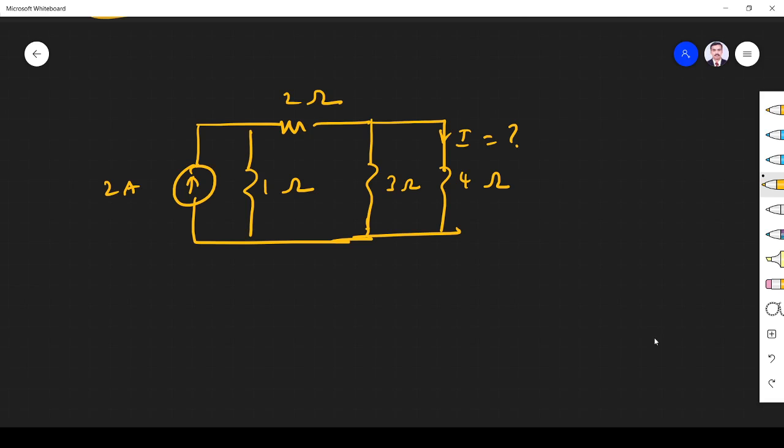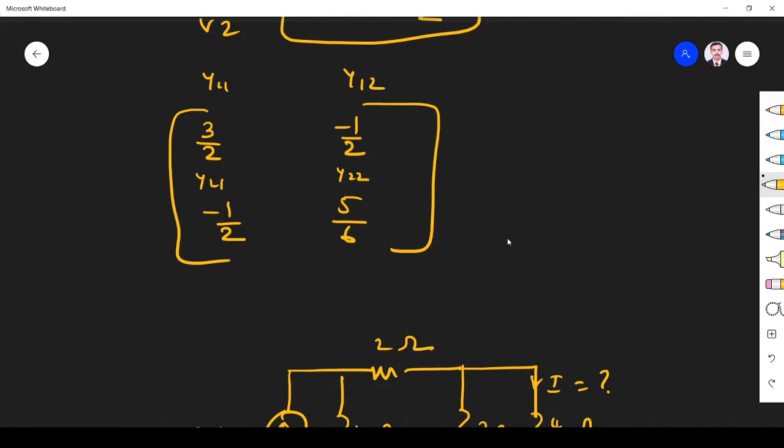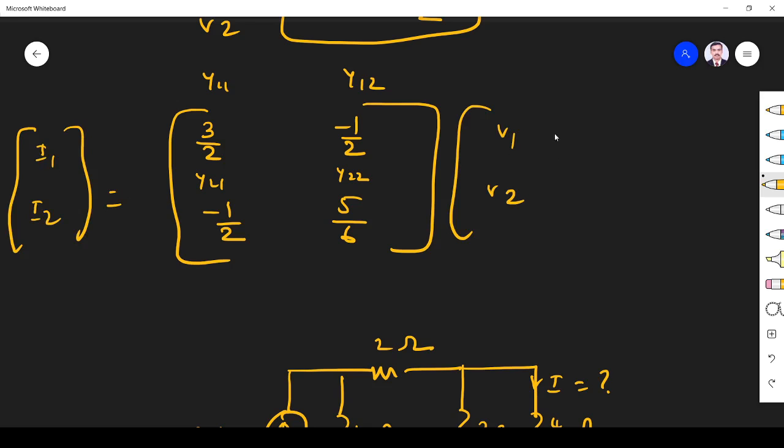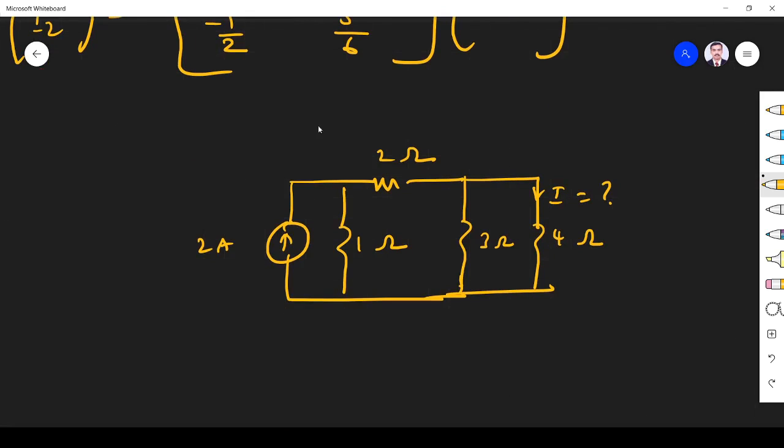We already found this equation. This is y11, I hope you remember this. This is a matrix equation: the y parameters relate I1, I2 to V1, V2. From this figure, we know I1 is 2 ampere. If this is I1, then I1 is equal to 2 ampere current, right?